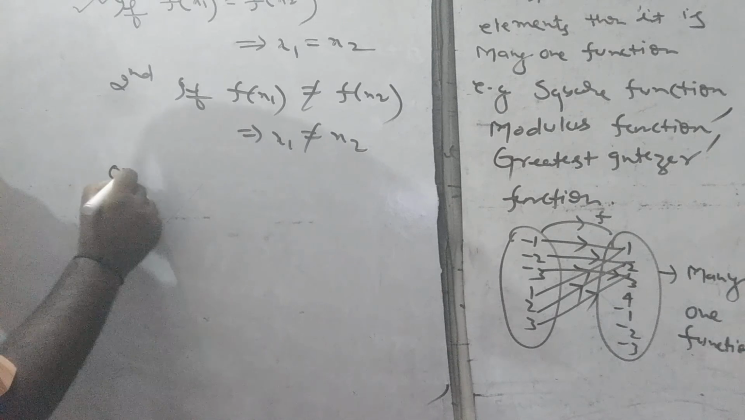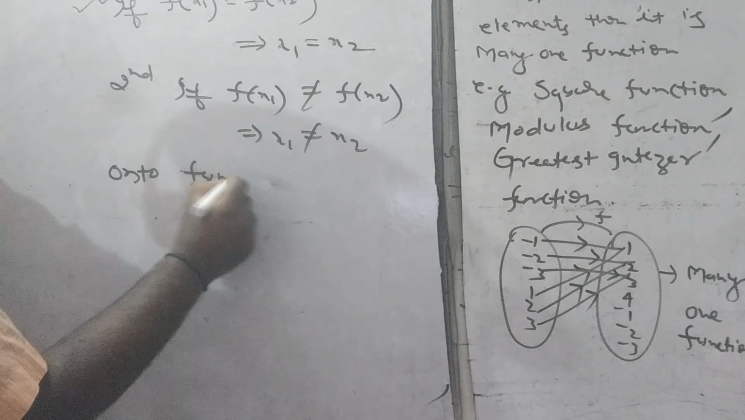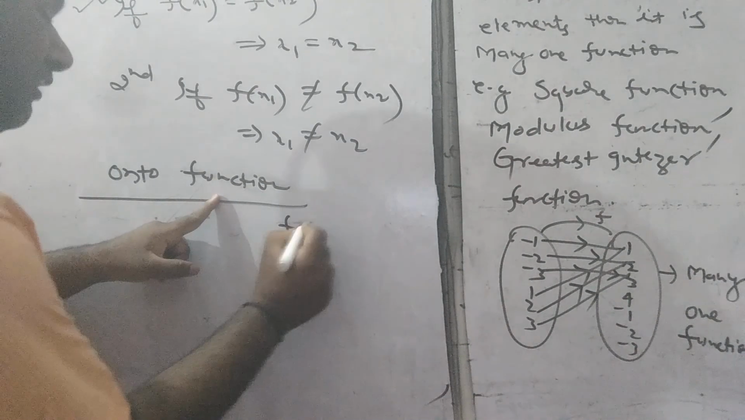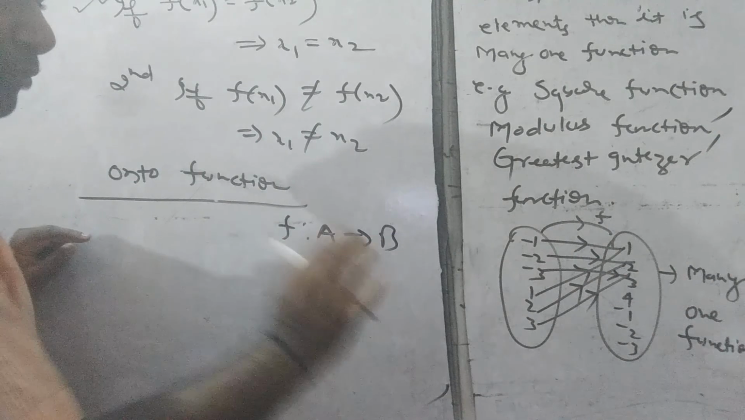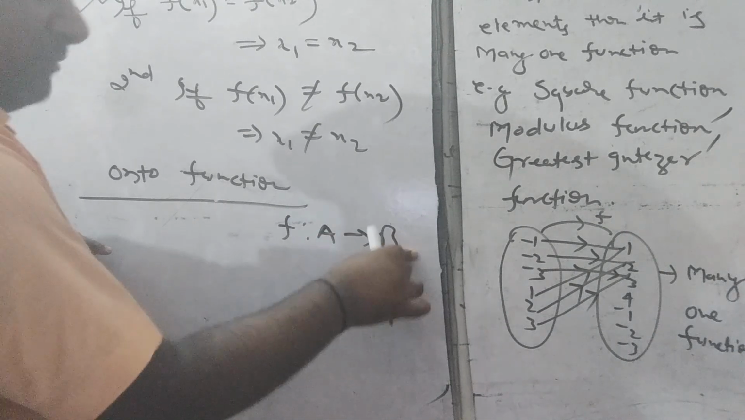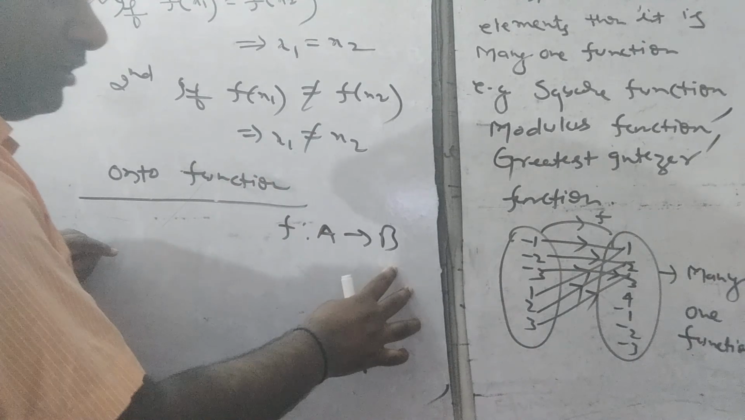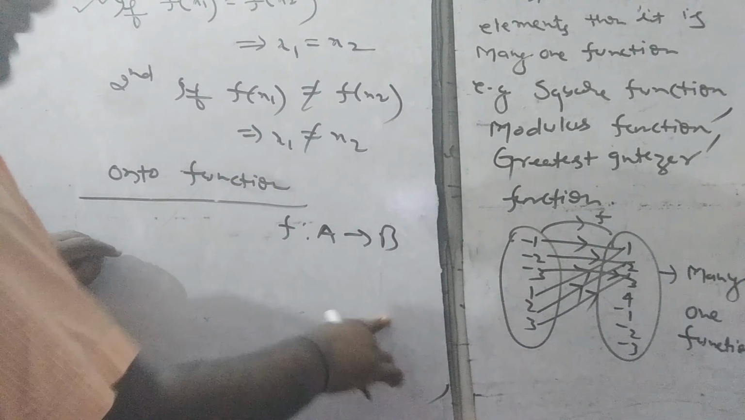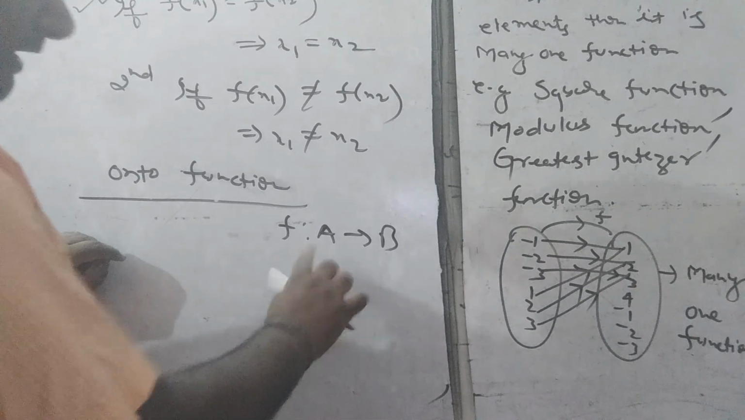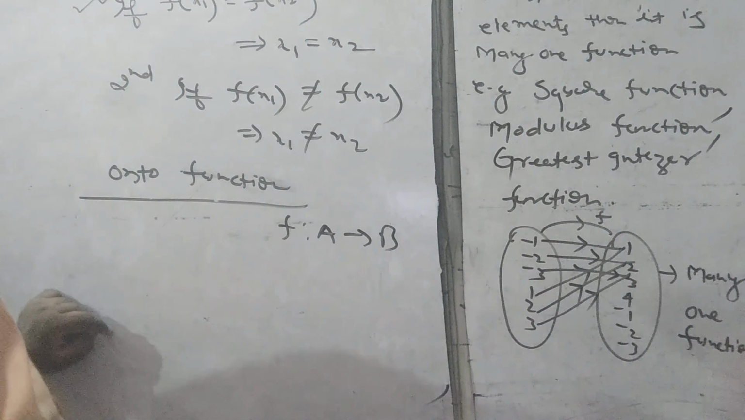What about onto function? Here one thing we should clear: if you say function from A to B, then one condition is imposed already on A. What is the condition? That all elements of set A have an image in set B. But when you say onto function, then the condition on elements of set B is also imposed. Means all elements of set B must have a pre-image in set A. That is onto function.